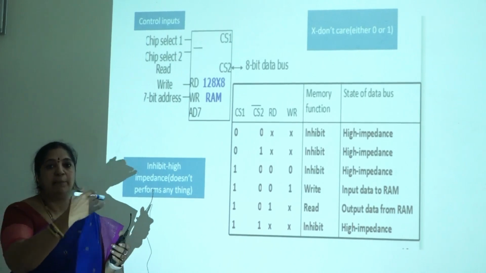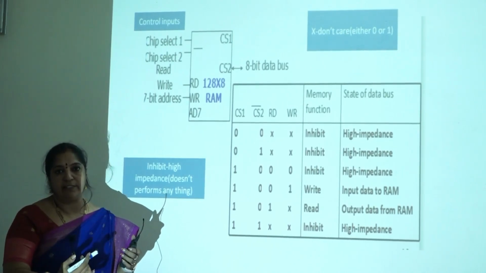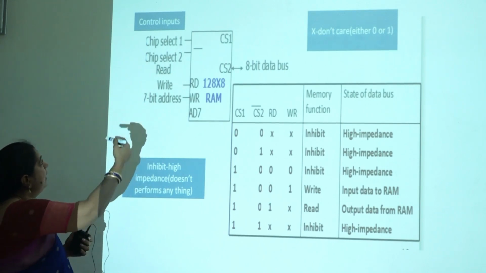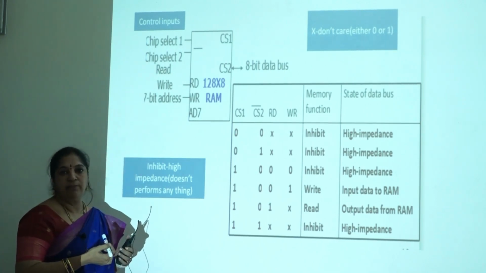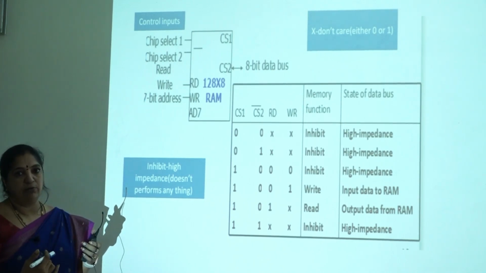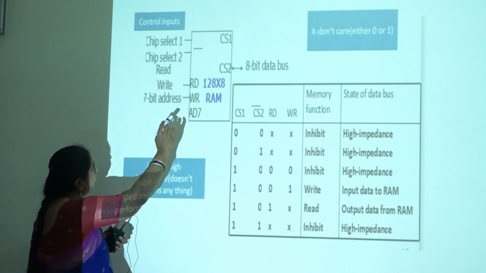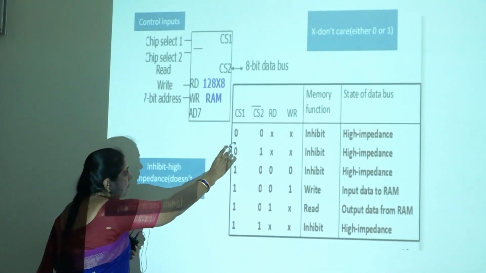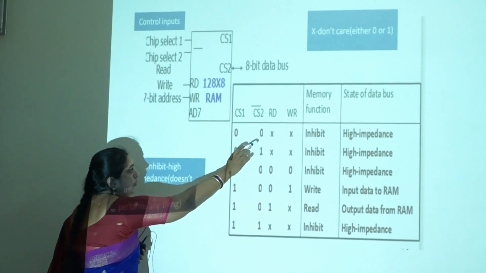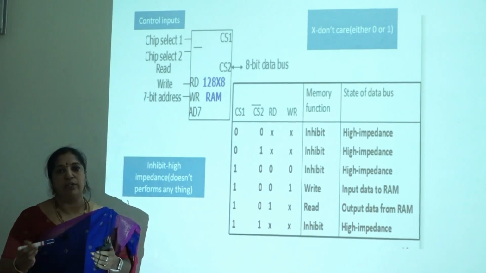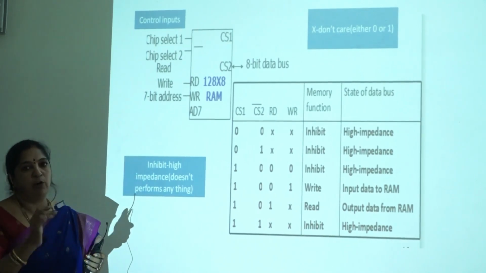Like this way, multiple RAMs can be used within the system. How many RAMs we use depends on how many selection lines we are using. So if we are using more RAMs, we have to use more selection lines. So here, what are the various combinations? Let us see. Suppose the selection lines are both 0. Here X represents a don't care condition.